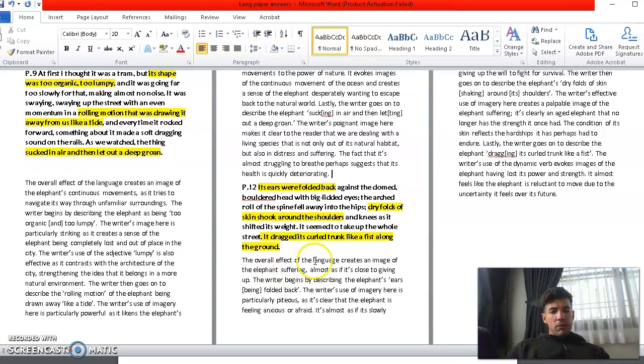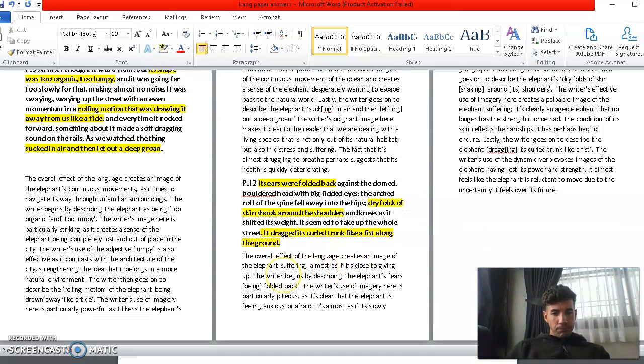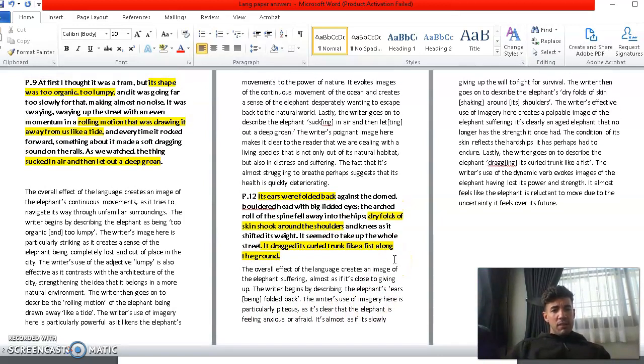The overall effect of the language creates an image of the elephant suffering, almost as if it's close to giving up. The writer begins by describing the elephant's ears being folded back. The writer's use of imagery here is particularly piteous, as it's clear that the elephant is feeling anxious or afraid. It's almost as if it's slowly giving up the will to fight for survival.